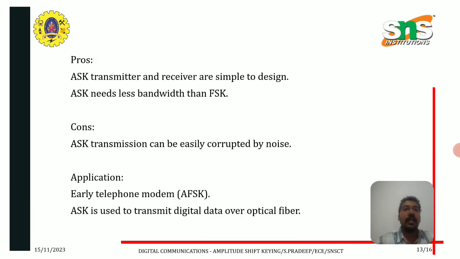The advantages of ASK are that the ASK transmitter and receiver are simple to design, and amplitude shift keying needs less bandwidth than frequency shift keying. The disadvantage of ASK is that ASK transmission can be easily corrupted by noise. Early telephone modems, and transmitting digital data over optical fiber, are some of the applications of amplitude shift keying.